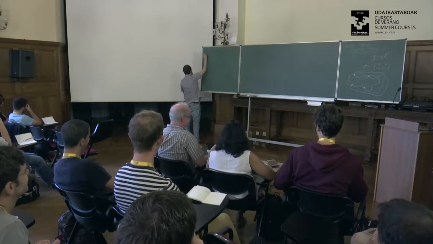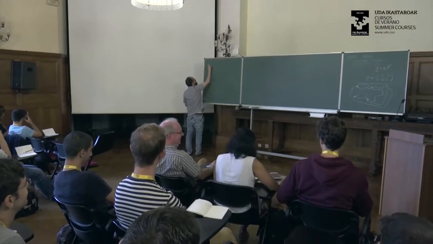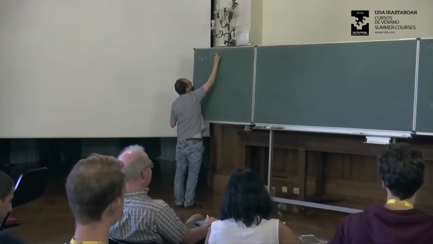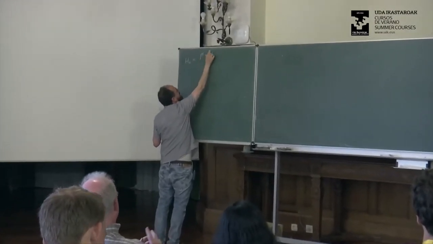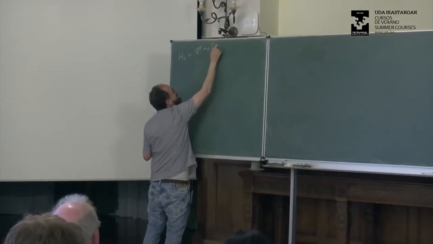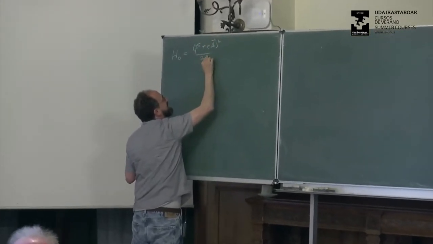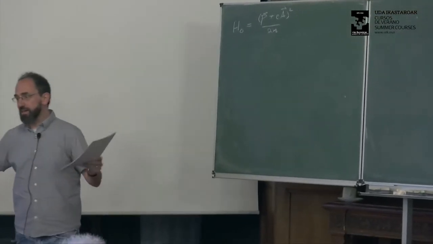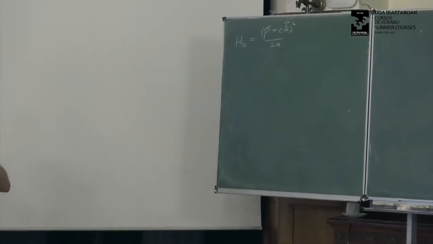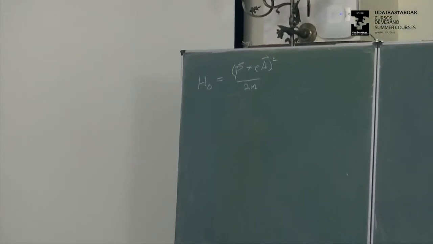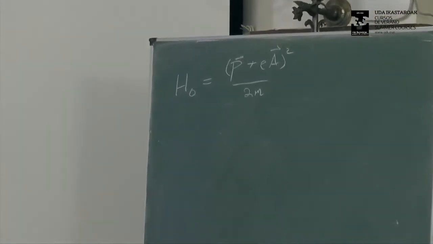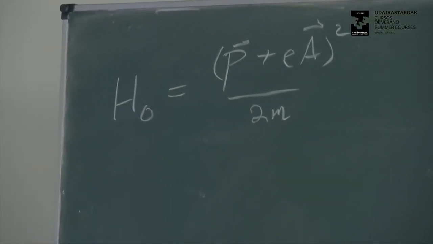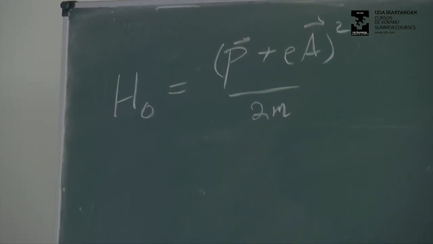Okay, so an electron in a magnetic field, the Hamiltonian is (p + eA)² over 2m. And we're going to ignore a lot of things to make our life simple. We're going to ignore the spin of the electron. We're going to ignore disorder. We're going to ignore spin orbit coupling. We're going to ignore phonons. Lots of things we're throwing out just to make our life simple at this point.